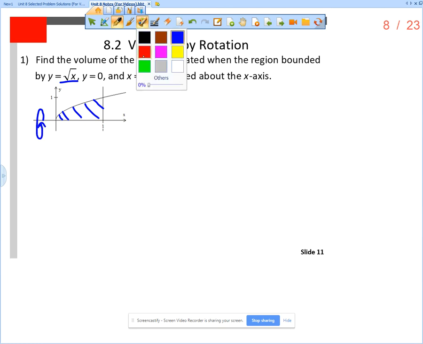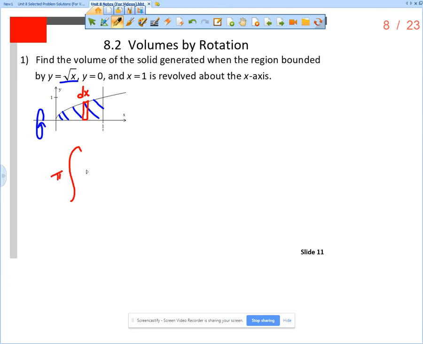So if we're revolving about the x-axis, that means we're using a dx, because dx is perpendicular to the x-axis. All right, so then I'm going to start off with pi times the integral of parentheses squared with respect to x. That's how I start every single problem. All right, so now, what is the radius? Remember, the radius is the height of the dx, the upper boundary minus the lower boundary. All right, so what is the upper boundary? The upper boundary is the root x. So root x minus the lower boundary, which is 0.